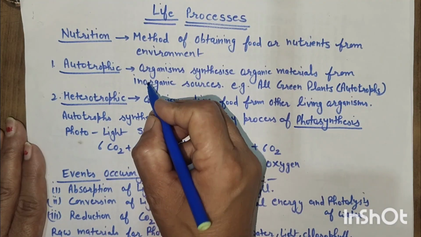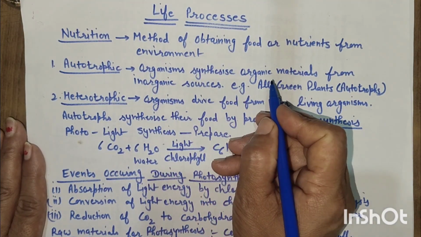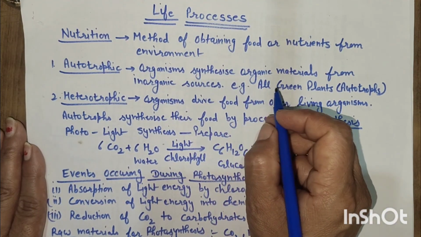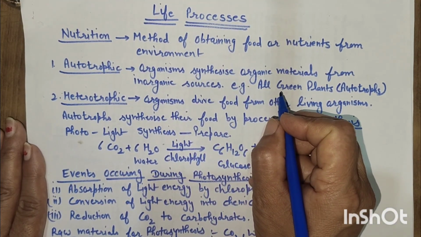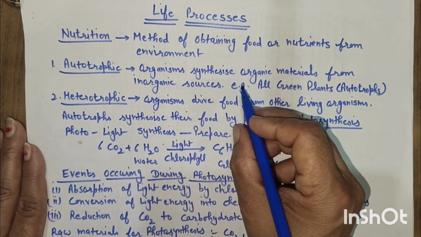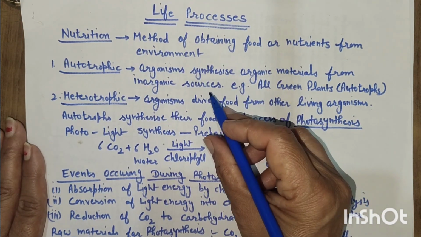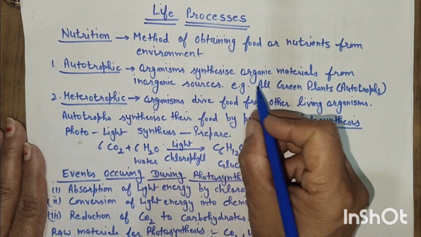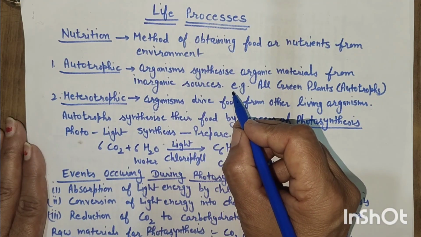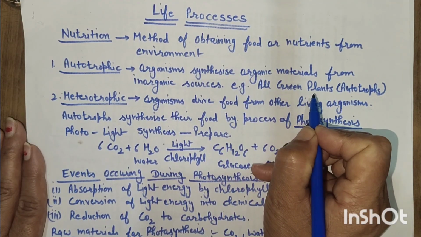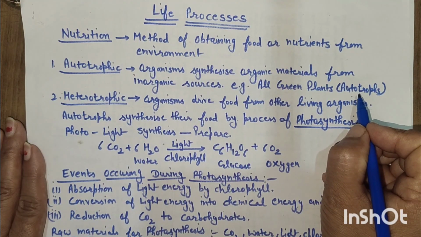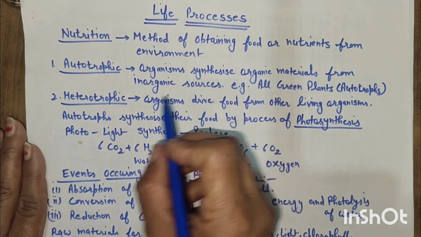Autotrophic mode of nutrition. Organisms synthesize organic material from inorganic sources, just like the green plants. They do photosynthesis and prepare their own food from inorganic sources. All green plants are called autotrophs because they prepare their own food from inorganic sources.